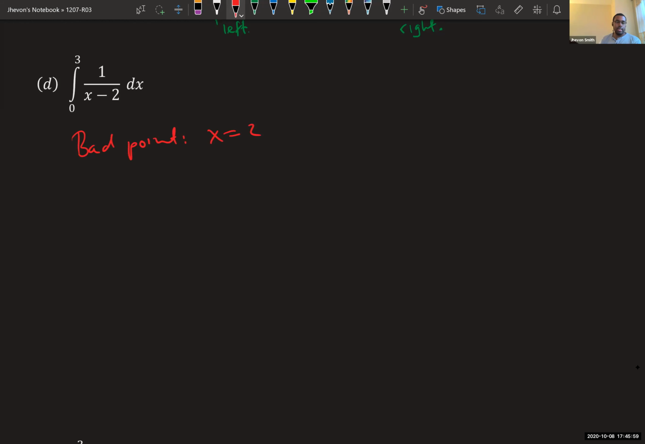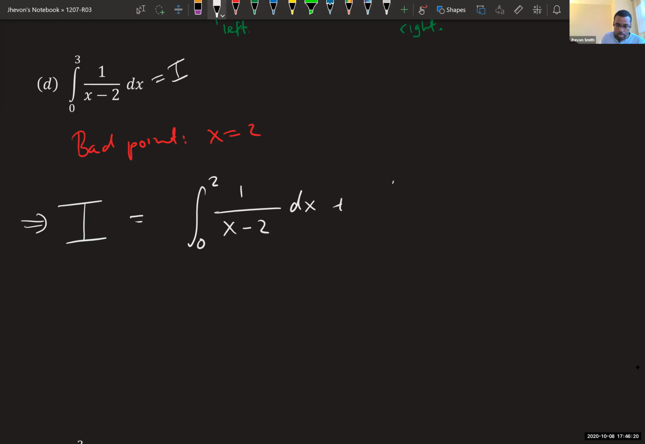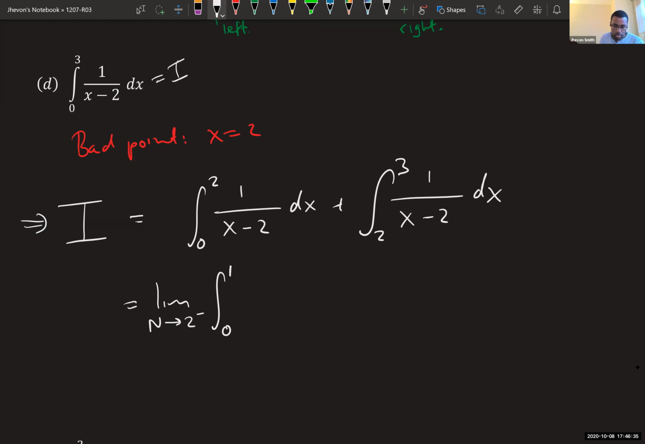So yeah, so this is I, and how would I break that down? So you do I equals the limit from 0 to 2 of the integral, and then plus the limit from 2 to 3 of the integral. Okay, throw in the limits. How would it look? So if you do the limit, n to 2 from the left of the integral, and then plus the limit of m to 2 from the right of the integral.